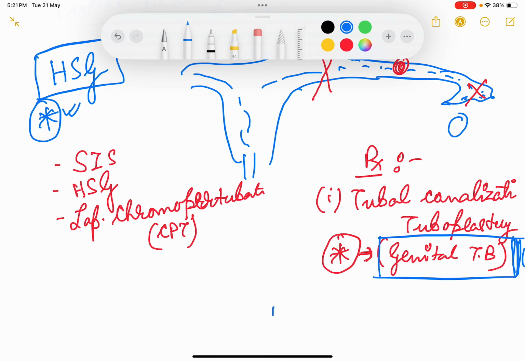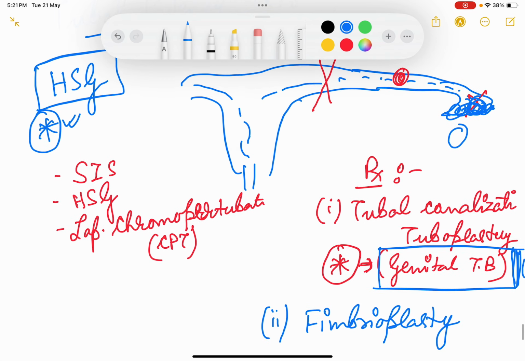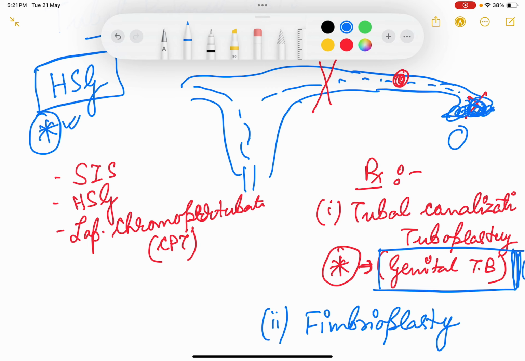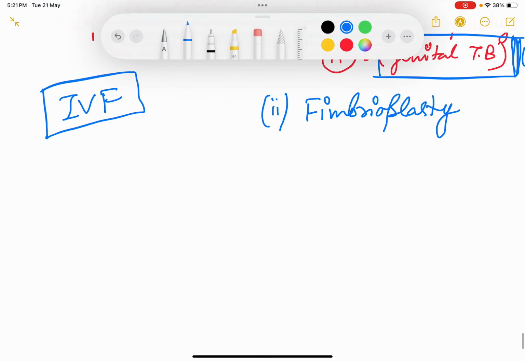Distal tubal block. In distal tubal block we go for fimbrioplasty, whereby the fimbrial end, actually in distal tubal block the fimbrial blockage happens. So, you have to repair the fimbriae, which is also called fimbrioplasty. And if still after operation the tubal block is not resolved, then finally you have to go for in vitro fertilization. IVF technique has to be taken for your treatment. Okay. So, these are the things which you need to know.